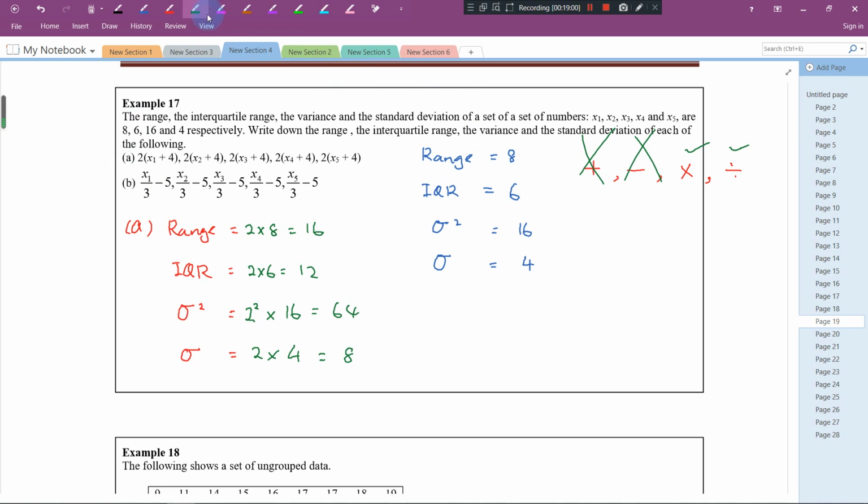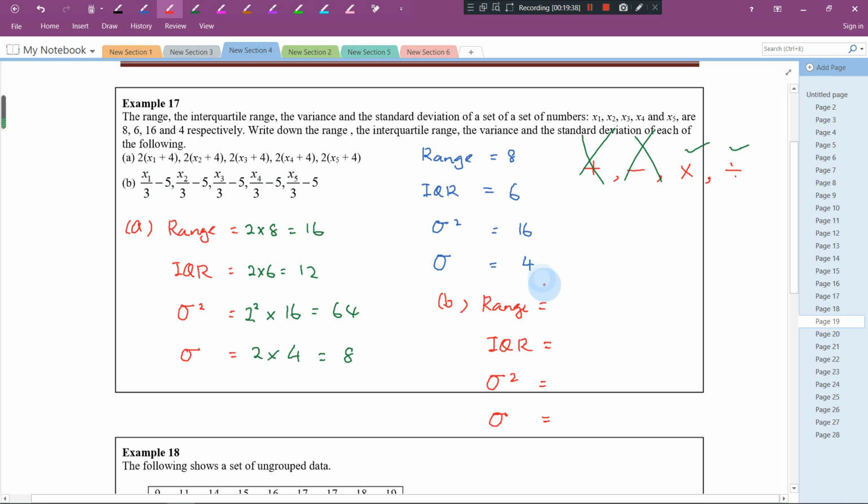So how about part B? We want range, interquartile range, variance, and the last one, standard deviation. Okay, so be careful. This minus is just to confuse you. Forget about this. It will not affect the range, interquartile range, variance, and standard deviation. But if this question is asking you to find the new mean, new mode, and median, measures of central tendency, yes, the minus and the divide all will affect them.